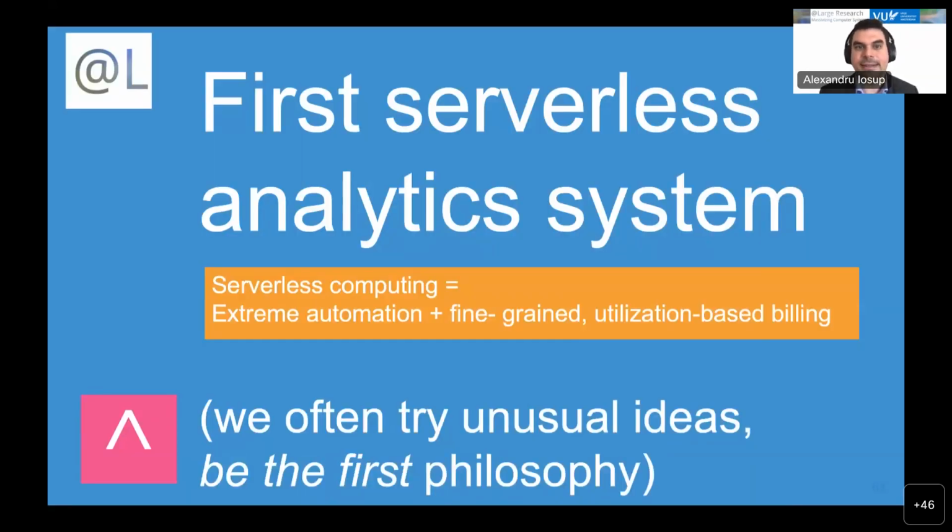And as a last example, we built the first serverless graph analytics system in the world. So serverless computing is about extreme automation. Your workload gets fully automated. And then there's a lot of fine-grained reporting, and only the part that your system is using gets charged by the system operator. So that's convenient.